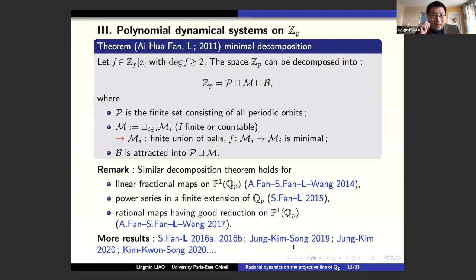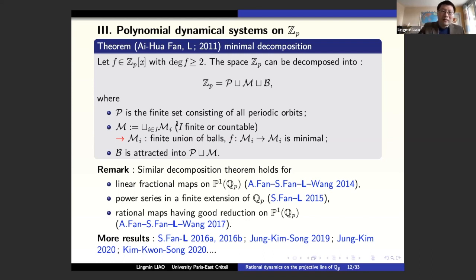So I will introduce one of my results, which is about the minimality of polynomials. We can prove that for any polynomial with degree less than 2, I can describe a general picture of this dynamics. I will divide the space into 3 parts. The first part is just the finite set of periodic orbits. One important thing is you can only find finitely many periodic orbits.